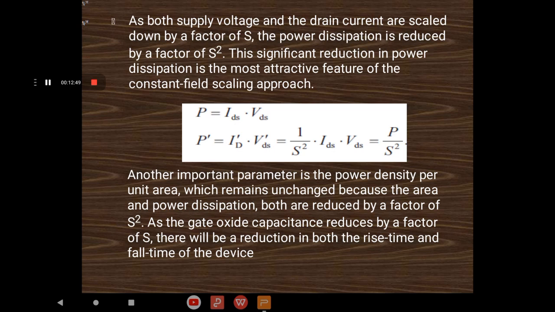There is a reduction in both the rise and fall times of the devices also. That means whenever the power density is unchanged, that is the advantage actually. If the power density increases, then at that time it creates a hot spot, right? So that is a problem actually, right?